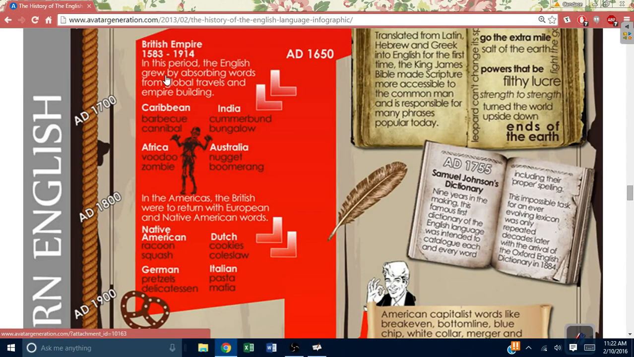So English grew by absorbing words from global travels and empire building. This was the time period when the British Empire was expanding. So people from Britain were traveling all over the world, and we got a lot of words from them. For example, from the Caribbean, we got barbecue and cannibal. From India, cummerbund and bungalow. Africa, voodoo and zombie. Australia, nugget and boomerang.